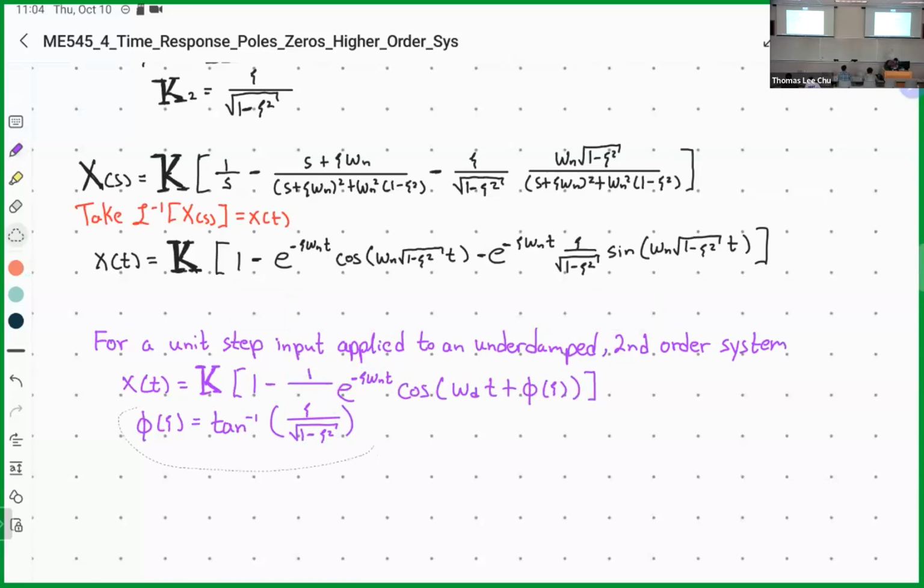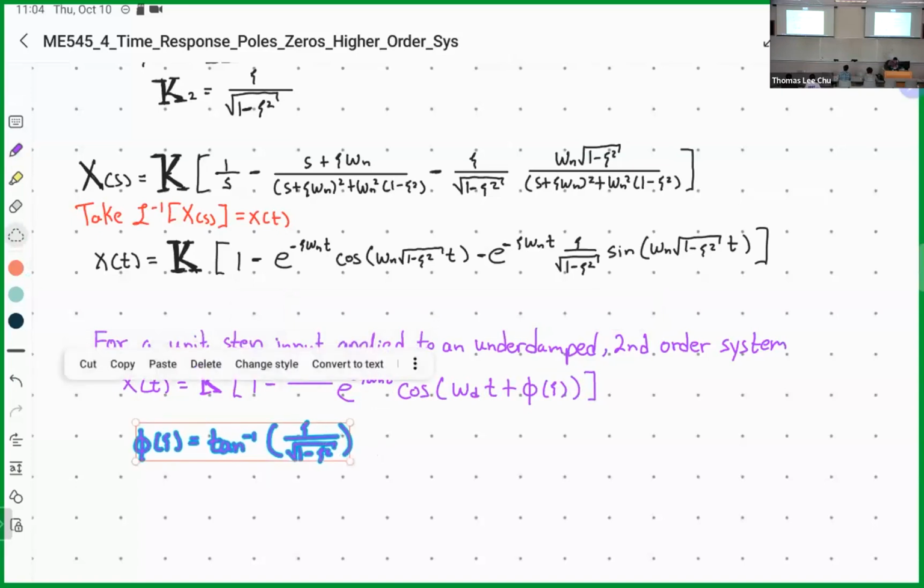It's going to be 1 divided by the square root of 1 minus zeta squared.